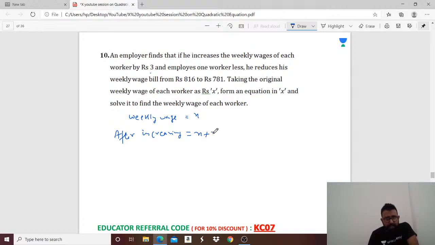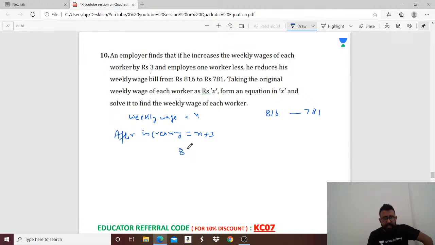became x plus 3. Question का मतलब है, अगर वो 3 रुपए बढ़ा दिया weekly wages और employs one worker less, तो एक worker उसका कम हो जाएगा. He reduces his weekly wage bill by 816 to 781. पहले bill 816 का था, अब जो bill है 781 का हो जाएगा, right?